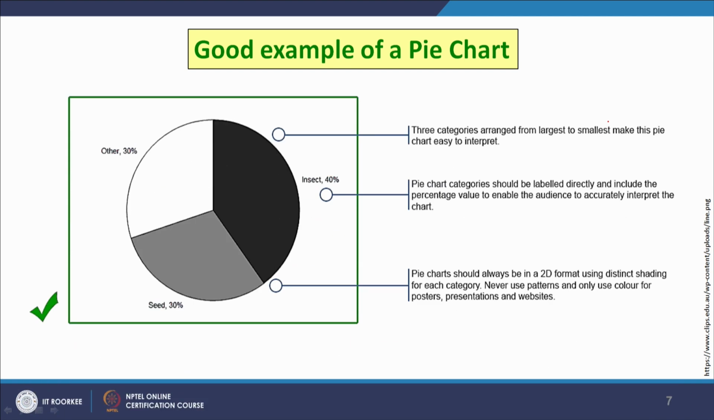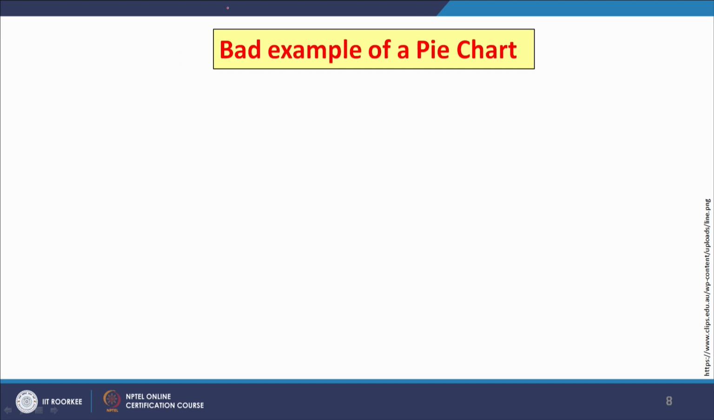Even pie charts can be presented in the form of grayscale or in black and white, like here a pie chart has been presented and again shown in percentages, and the entire space which was available has been fully utilized, and all those things are there, and therefore, it becomes a good example of a pie chart.